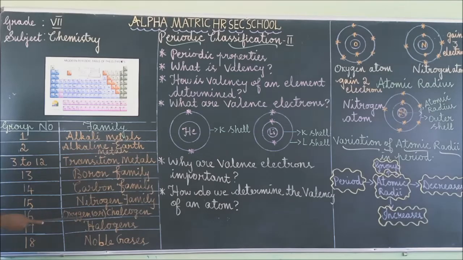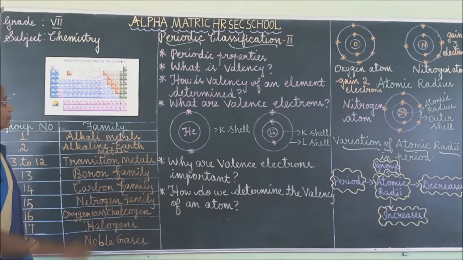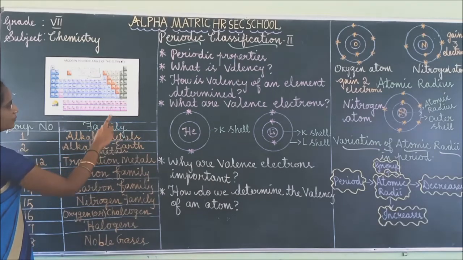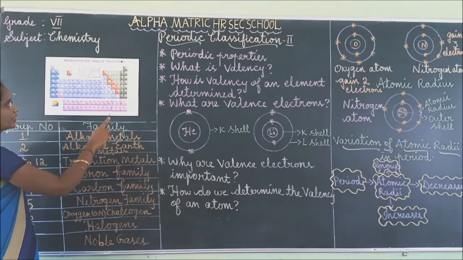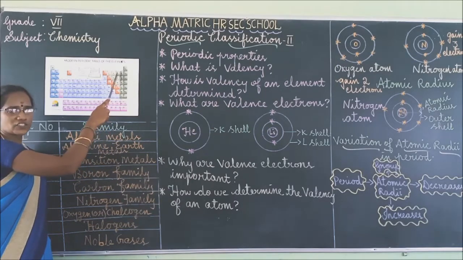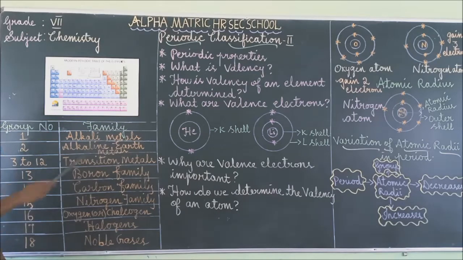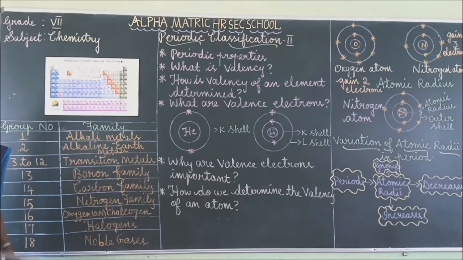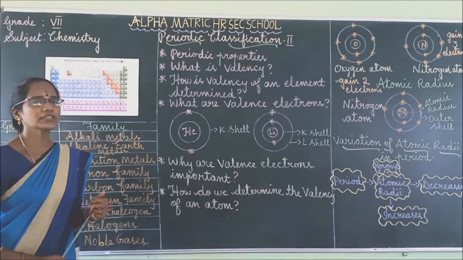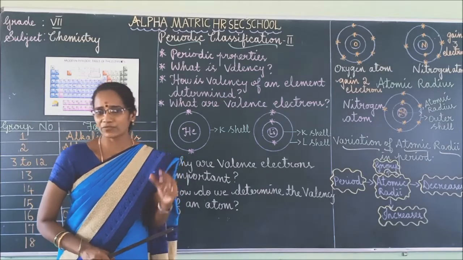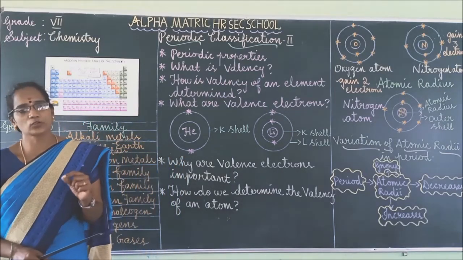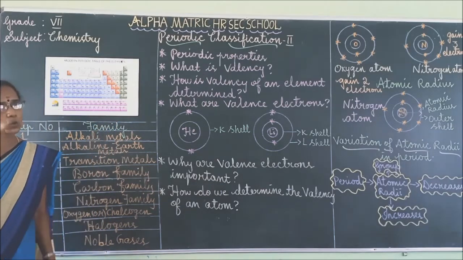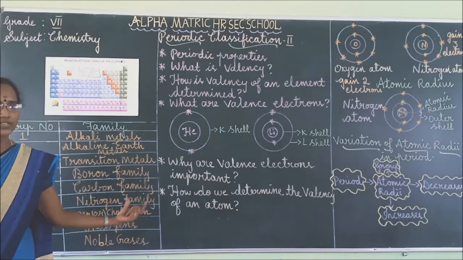Next, group number 16 is oxygen or chalcogen family. This is group number 16. Oxygen, sulfur, selenium, tellurium, polonium are given. This family is called oxygen family because oxygen is the head of group number 16. Also, this family is otherwise called chalcogen family. Chalcogen is actually a Greek word, and the meaning of chalcogen is ore producer. So all these elements will produce ores. That is why they say chalcogen family.